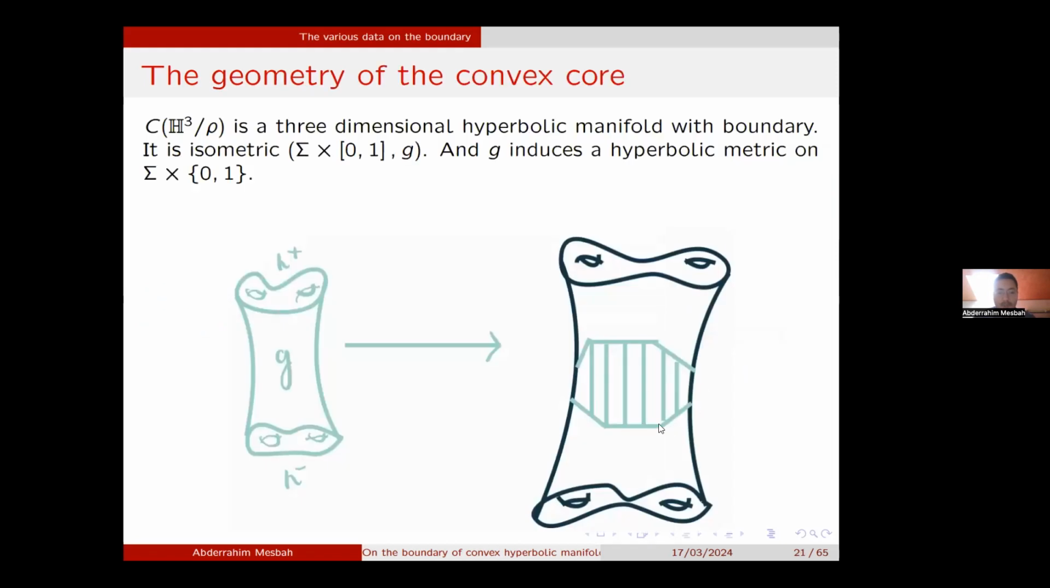Here is another picture. We take a quasi-Fuchsian manifold and quotient the convex hull, and the convex core will be homeomorphic to sigma times [0,1]. The induced metric on the boundary of the convex core in the quasi-Fuchsian manifold induces two hyperbolic metrics on sigma, h plus and h minus. This is because in the cover H3, the path metric on the boundary of the convex hull is isometric to H2. That's why when we quotient, it gives us two hyperbolic metrics on sigma.